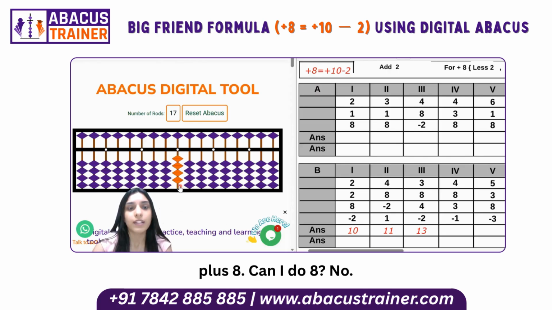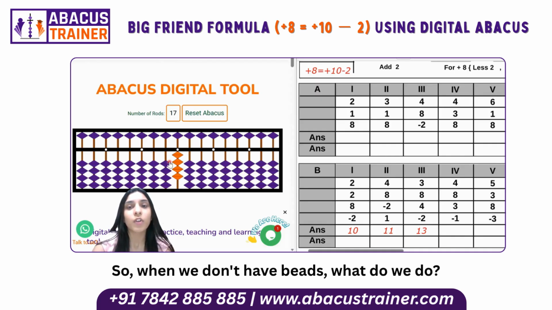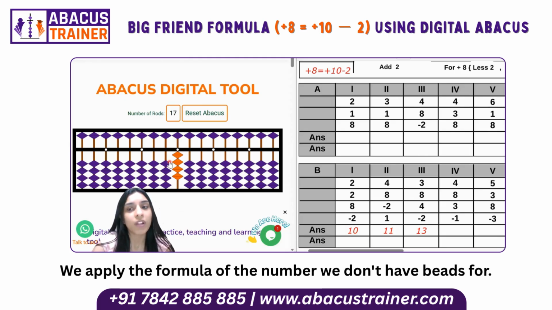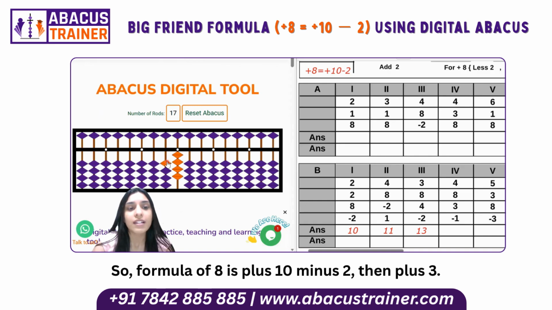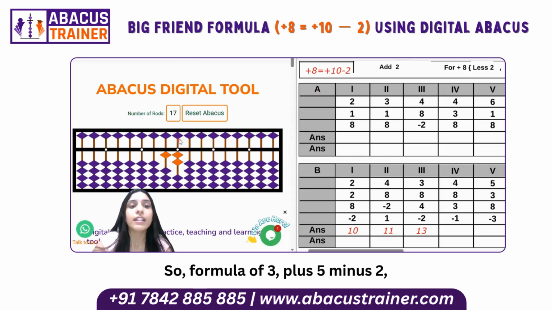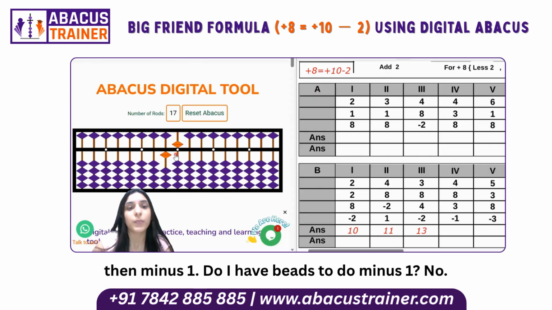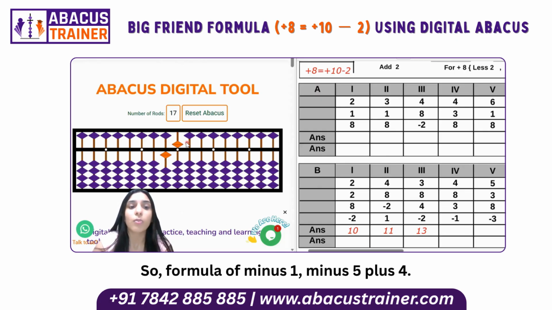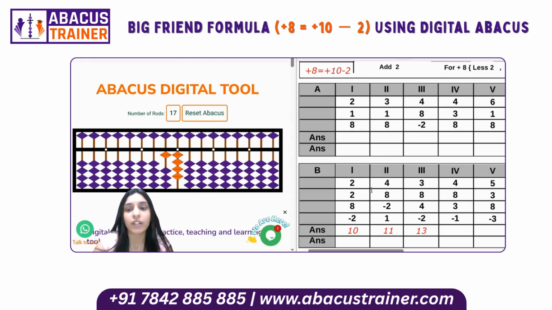4 plus 8. Can I do 8? No. So when we don't have beats, what do we do? We apply the formula of the number we don't have beats for. So formula of 8 is plus 10 minus 2, then plus 3. Do I have beats to do plus 3? No. So formula of 3 plus 5 minus 2. Then minus 1. Do I have beats to do minus 1? No. So formula of minus 1 minus 5 plus 4. My answer is 14. Next question, last one.